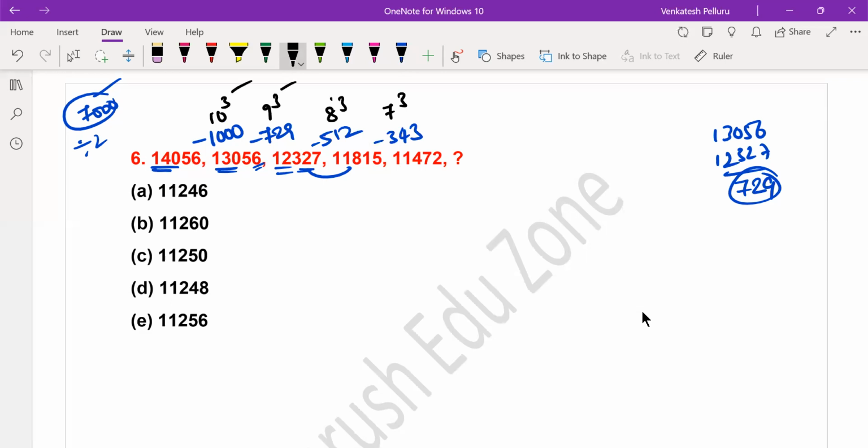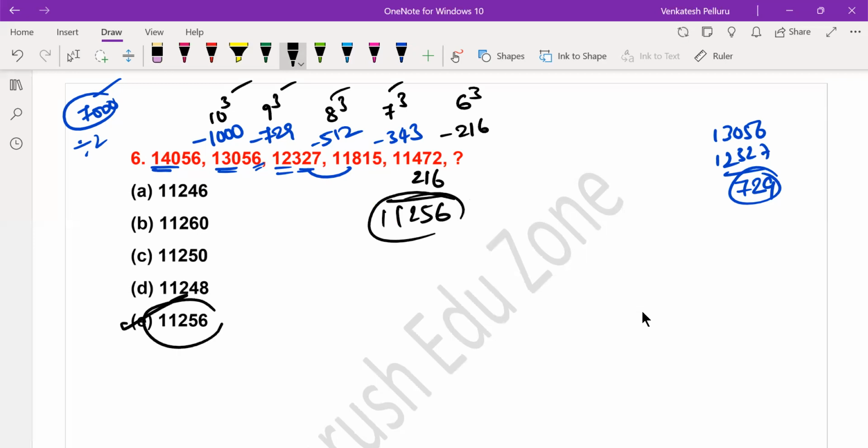So 10, 9, 8, 7. Obviously, the next number has to be 6, and it has to be cubed. What is the cube value of 6? 216. So here I have to subtract 216 to get the exact answer. 12 minus 6 is 6, 6 minus 1, 5, 4 minus 2, 2. So it is 11,256, which is option E. So this is the correct answer.